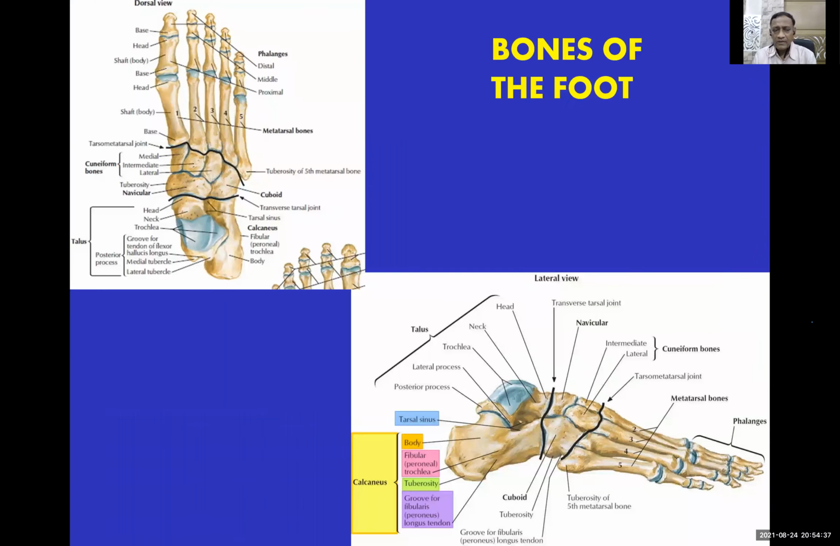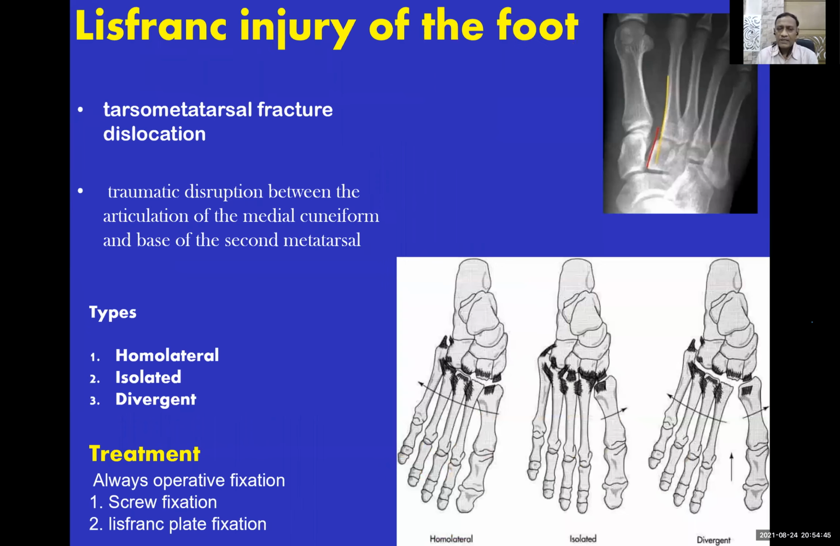Then the foot, there are total 26 bones present in the foot. The commonly asked question on the Lisfranc injury. And what is it? It's basically the tarsometatarsal fracture dislocation, and the traumatic disruption between the articulation between the medial cuneiform and base of the second metatarsal. This is the Lisfranc joint, which is popularly known.